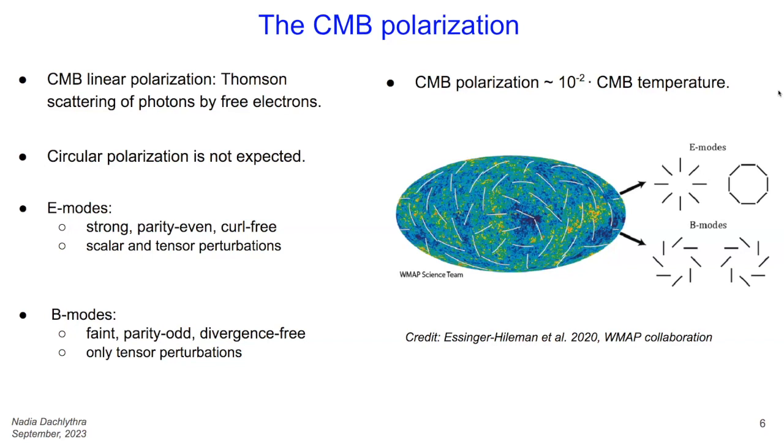It can be detected, however, as a result of other effects that took place between the last scattering surface and the time that the light reached our telescopes. Or it can be a result of more, say, exotic scenarios, photons such as axion-like particles, but we're not going to look at that at all, simply linear polarization.